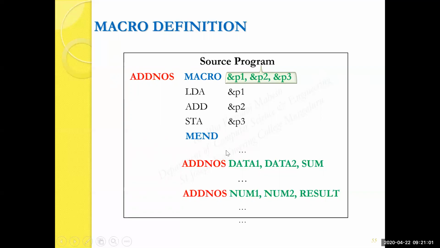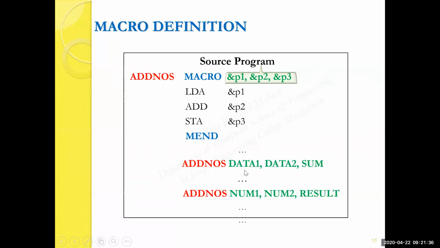The source program has certain other statements, indicated with dotted lines, which are not of direct concern as far as macro processing is concerned. The macro is invoked, as you know, by its name. ADDNUMBERS is the name of the macro. Following the macro name, you have to specify the list of arguments that will be used in substituting the parameters during the expansion of the macro.